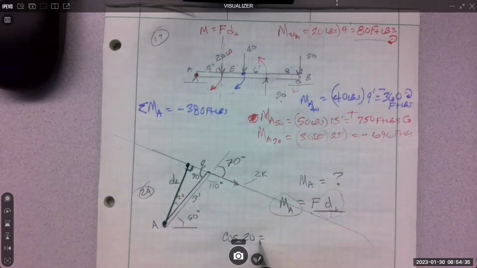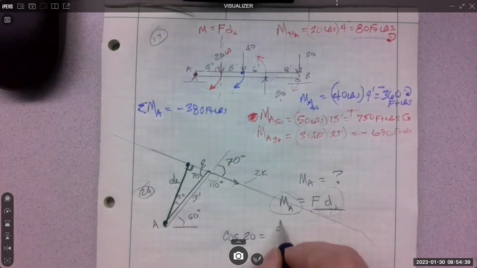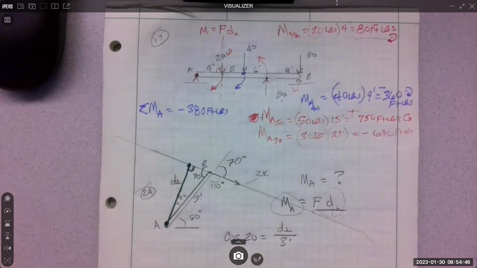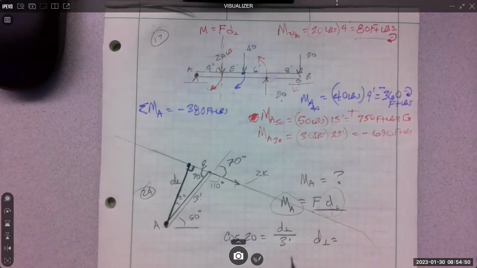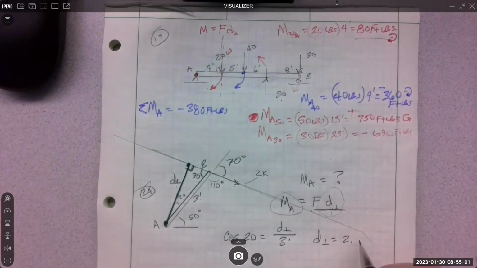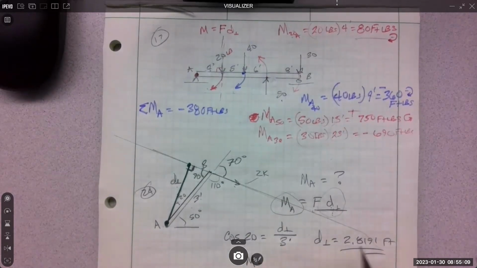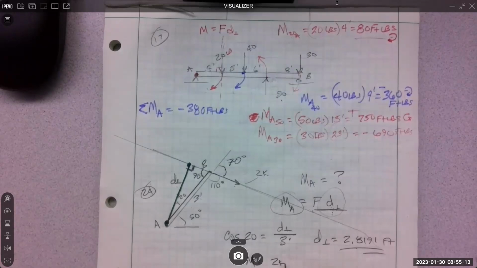This one's pretty straightforward. It just uses the trig that we're getting a little more comfortable with. Adjacent over hypotenuse, 3 feet. Perpendicular distance equals 3 feet times the cosine 20, 2.8191 feet. So now I can do my moment because I know the perpendicular distance. The force is 2K. The distance is 2.8191 feet. I have a moment of 5.64.